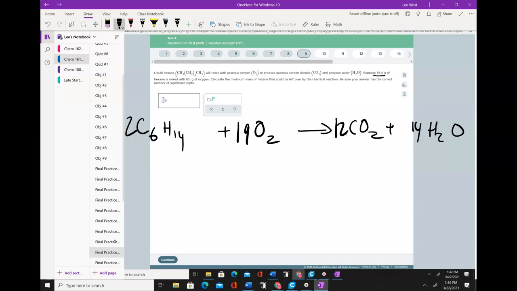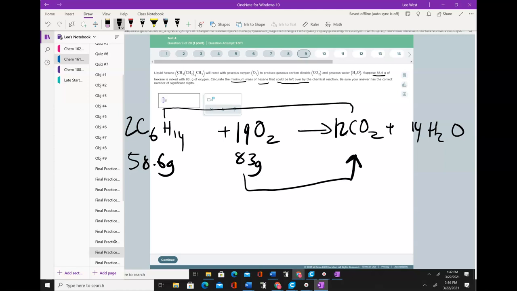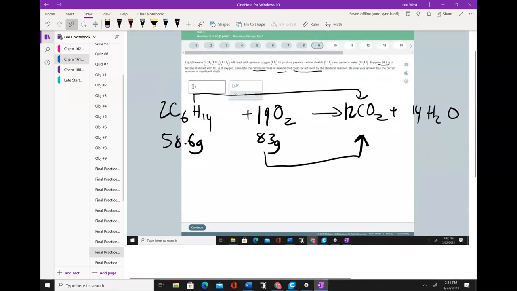Suppose 58.6 grams of hexane is mixed with 83 grams of O2. Calculate the minimum mass of hexane that could be left over. Okay, so what we're really trying to do here is identify what is the limiting reactant. If hexane is the limiting reactant, there will be 0 grams of hexane left over, and if oxygen is the limiting reactant, there will be 0 grams of oxygen left over, but some hexane.